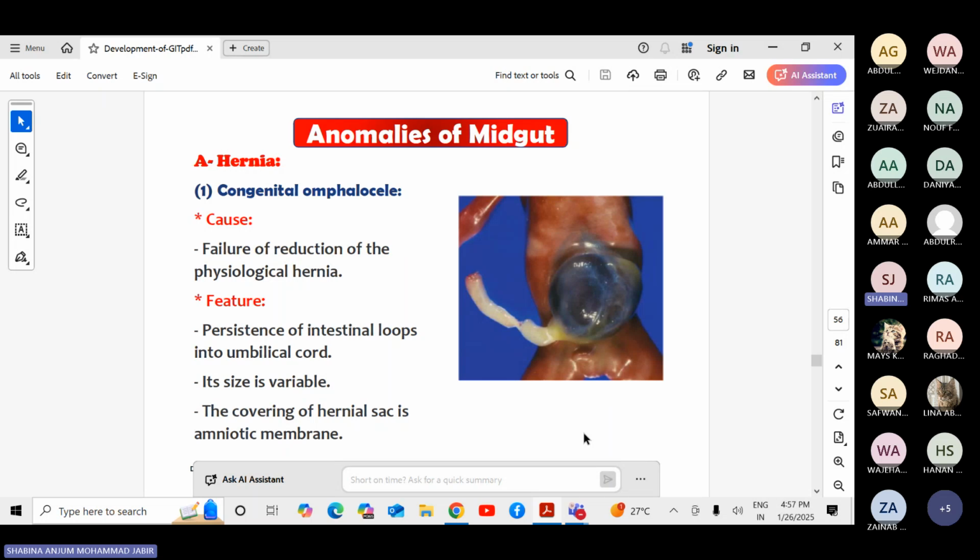So what will happen if the physiological hernia, which has happened at the fifth week, should be reduced or disappear by the 10th week, but it has not? This condition is called congenital omphalocele. There is failure of reduction of physiological hernia, in which the intestinal loops will be present in the umbilical cord. It may be very small or very big, and this area will be covered with the amniotic membrane because this is congenital.